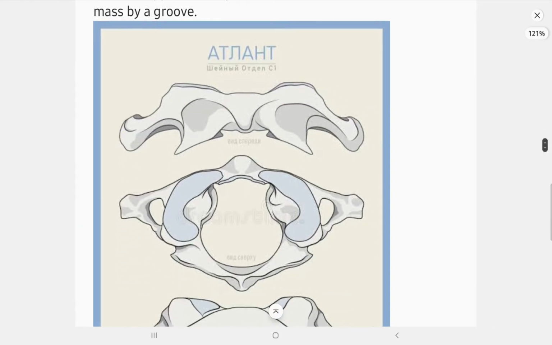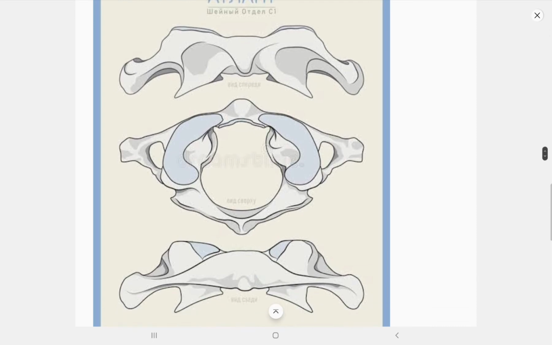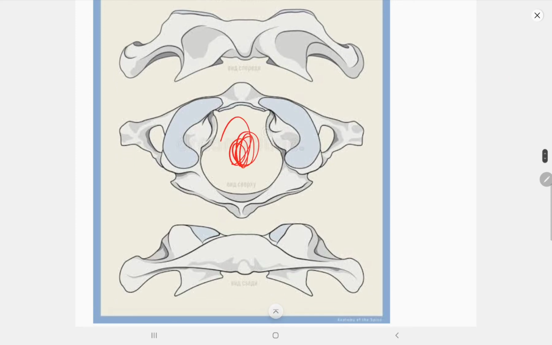Here it is an animated picture of an atlas. You can easily identify here the superior articular facet, inferior articular facet, then transverse processes, foramen transversarium here, then posterior arch and anterior arch, the dens-articulating part, then the vertebral foramen in the middle. This red portion is known as the vertebral foramen, and this is the anterior and posterior images of the atlas.